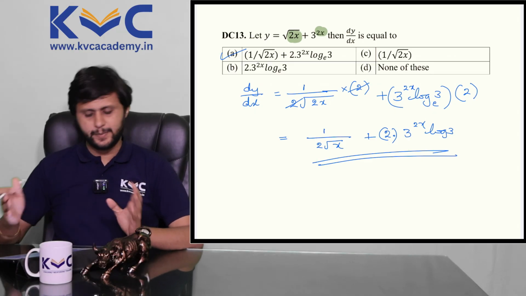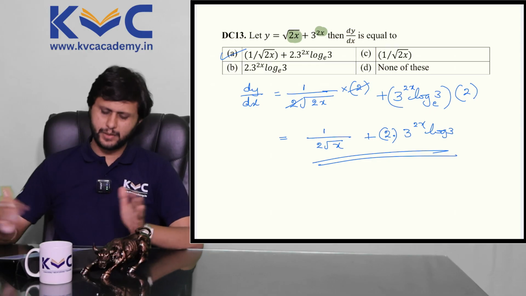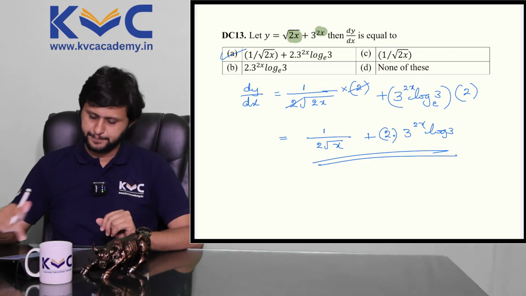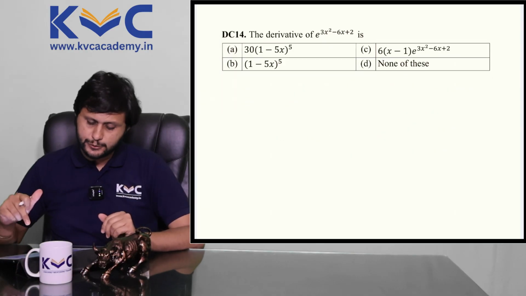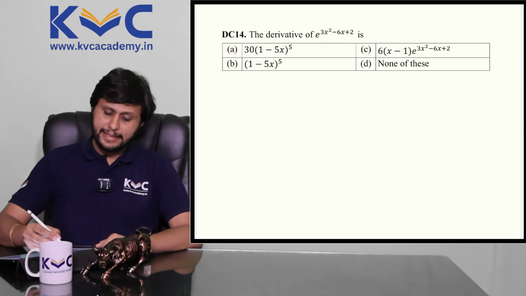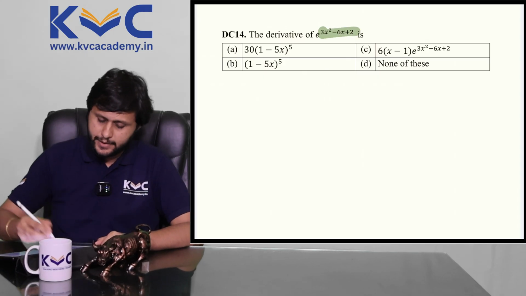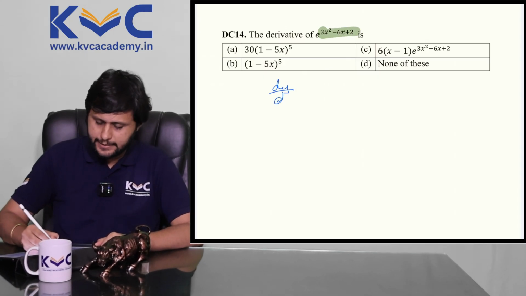So chain rule was there. In between the sum was also there, but you can do it separately and get the answer. That's question number 13. Moving on, question number 14. It is in the form of e to the power x. Chain rule. What is e to the power x? Differentiation of e to the power x is e to the power x.